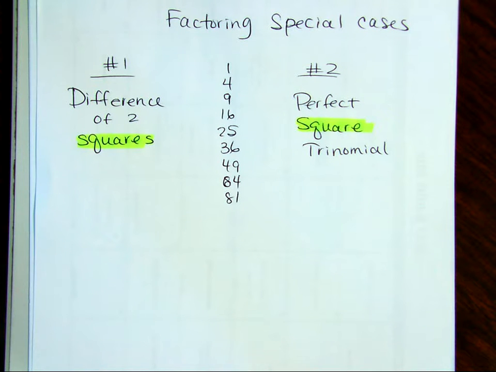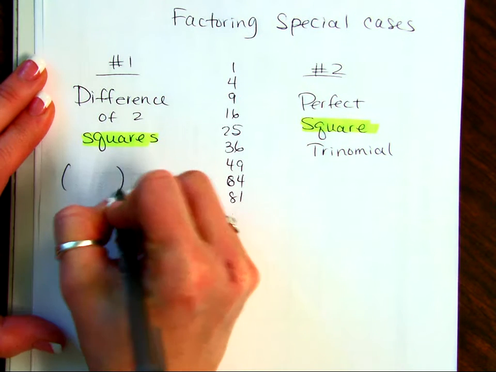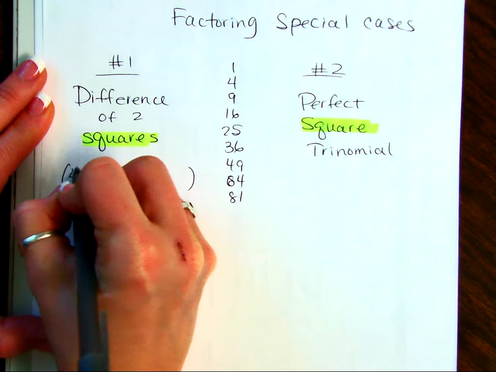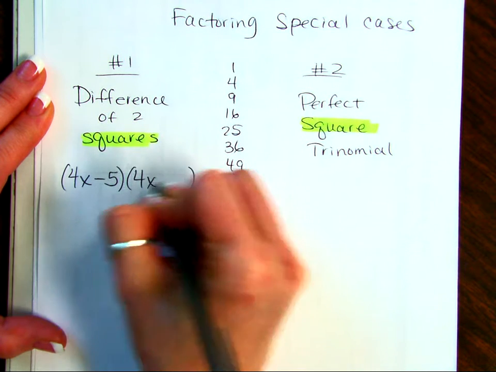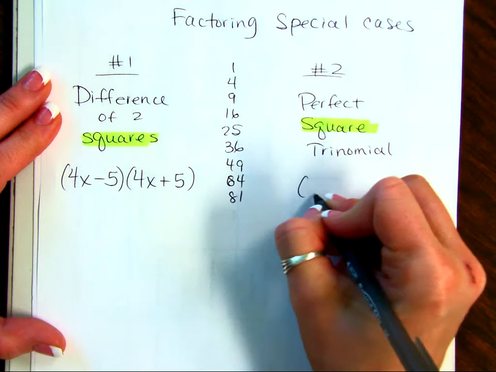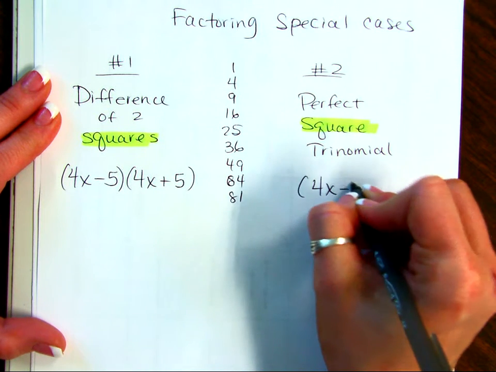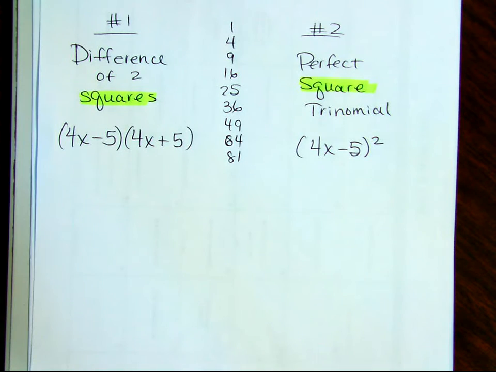So, the main difference between the two, and please listen because people are really getting them confused. They're thinking of one and then they're doing it the other way. Difference of two squares is when you have like 4x minus 5, 4x plus 5, right? But a perfect square trinomial is if you had 4x minus 5 squared, meaning 4x minus 5 times 4x minus 5.